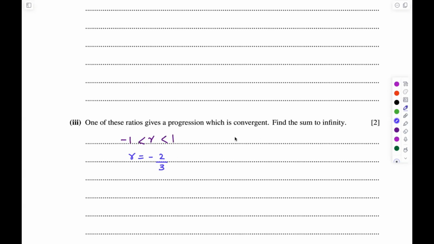A convergent sequence basically means that if, let's say, the first term is 1 and the common ratio is less than 1, so let's take it as half, this sequence will keep on decreasing, keep on dividing by 2, but will never reach 0. It will keep on decreasing to a very small value. So this kind of sequence is called a convergent sequence.